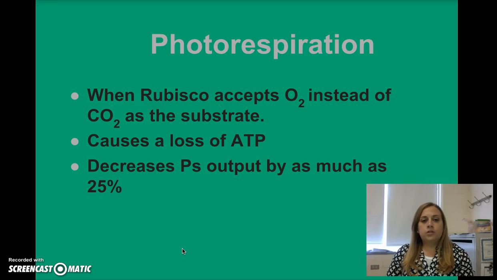I do want to start talking really quickly about something called photorespiration. Photorespiration is when Rubisco accepts an oxygen molecule instead of carbon dioxide as the substrate. Now, overall, this does cause a loss of ATP and decreases photosynthesis output by as much as 25%.